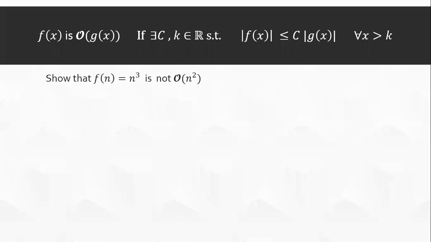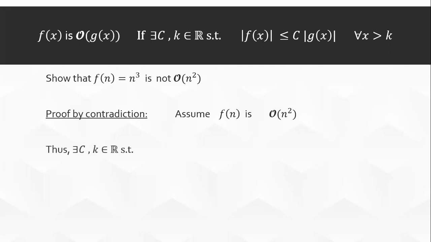Let's see an example where this is not the case. Let's show that n cubed is not big O n squared. To do this, we're going to use proof by contradiction. Let's assume that n cubed is, in fact, big O n squared. By definition of it being big O, that means there is a c and k pair that are real, such that n cubed is less than or equal to c n squared for all n greater than k.